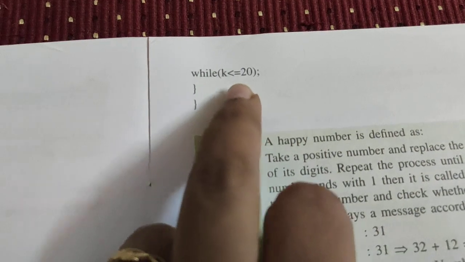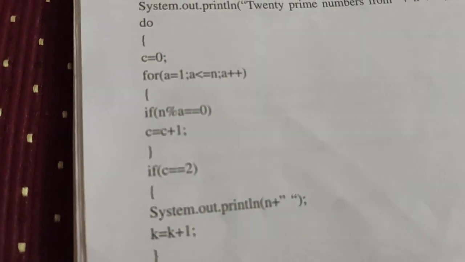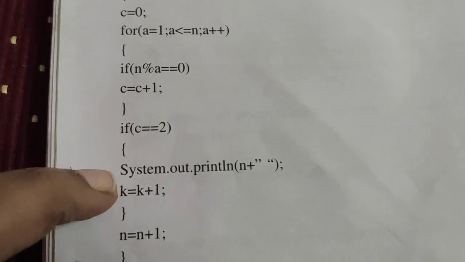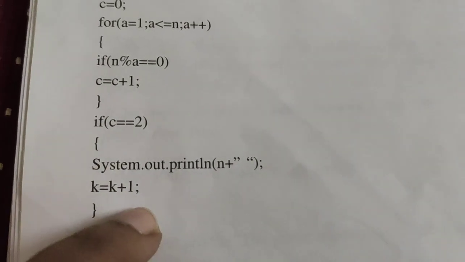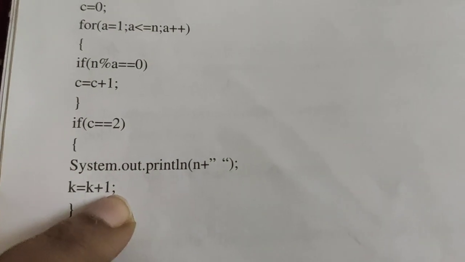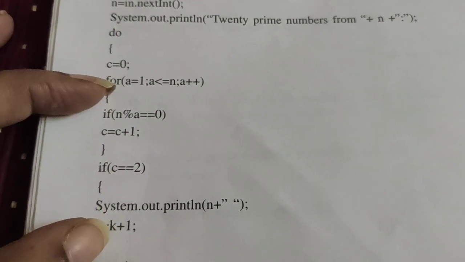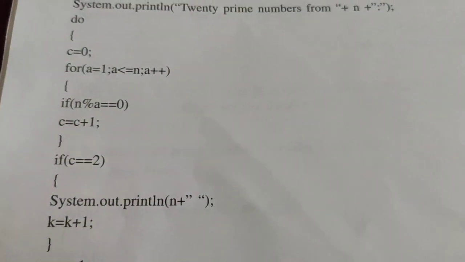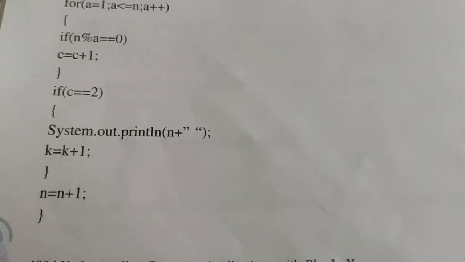And we are going to print 20 prime numbers. For that we have given k is equal to k plus 1 in this if block. If it enters this if block, it means it is a prime number, so you increase the count here. When you get k equal to 20, everything stops executing and comes out of the do while loop. Till you get the 20 prime numbers, this do while loop keeps on executing. That is the reason we have given k is equal to k plus 1 here.